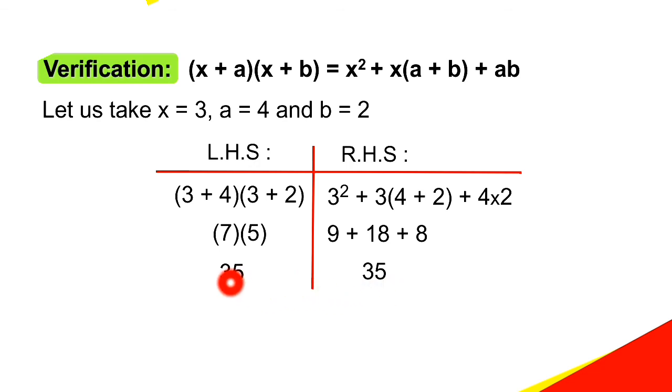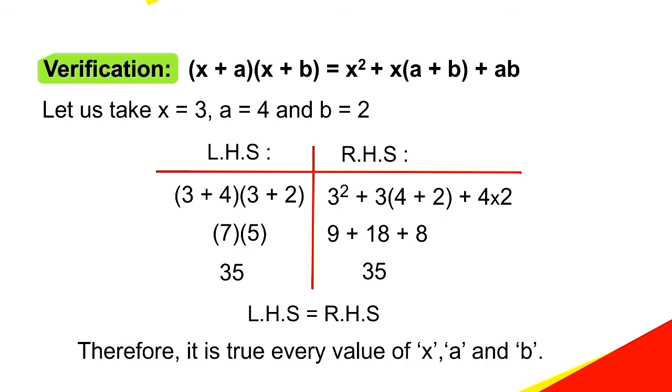You can see LHS side 35, RHS side 35. So what can we say? LHS is equal to RHS. Therefore, it is true for every value of X, A and B. Okay.